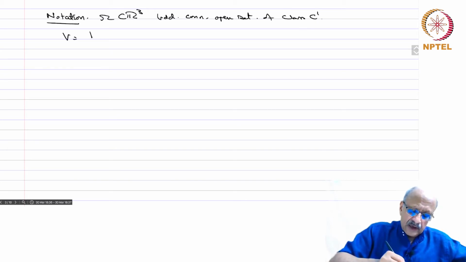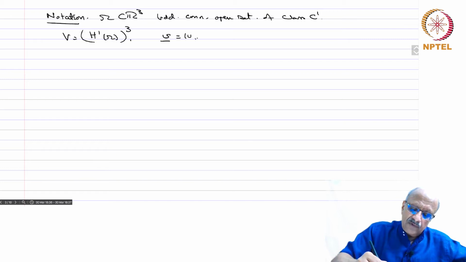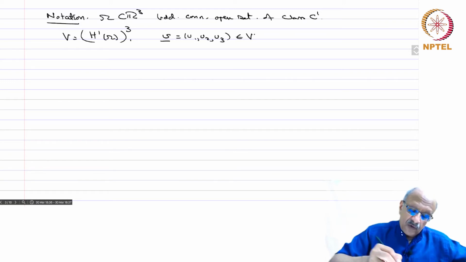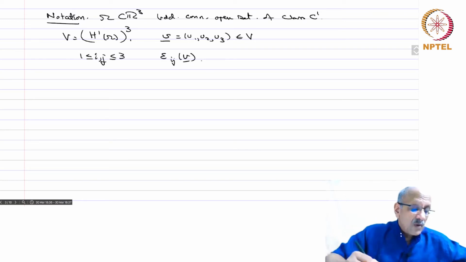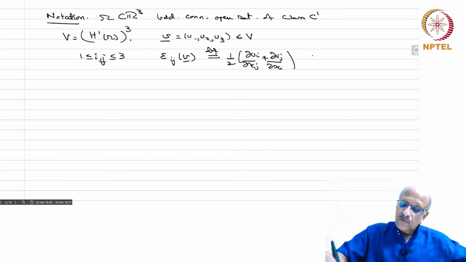V equals H1 of Omega to the power 3. So each component is in H1 of Omega, and you have the product norm. If v equals (v1, v2, v3) in V, then we define, for 1 ≤ i, j ≤ 3, epsilon ij of v, so this is the definition, as 1/2 of (dvi by dxj plus dvj by dxi). So in elasticity theory, this is called the strain tensor.